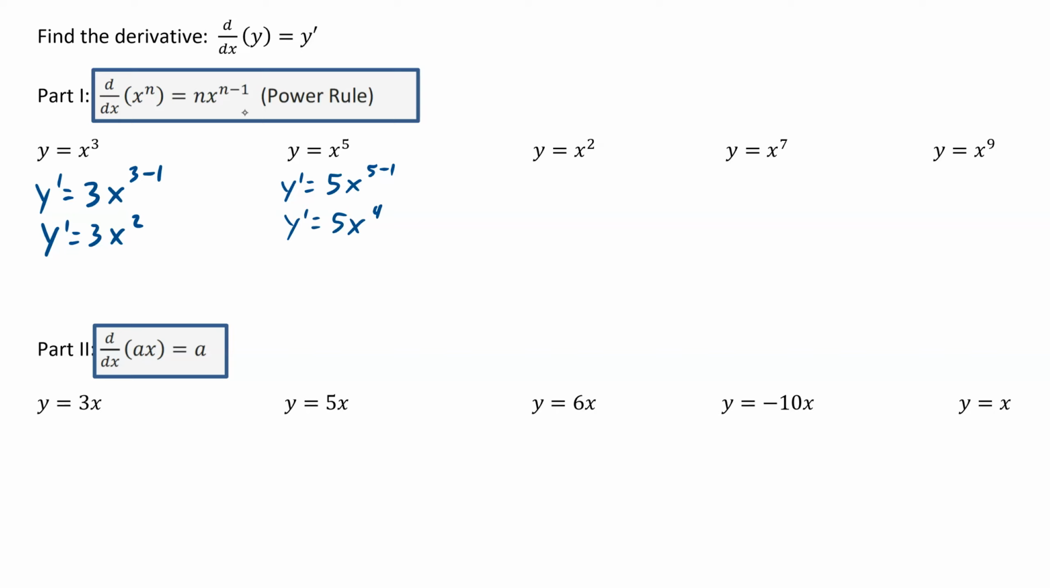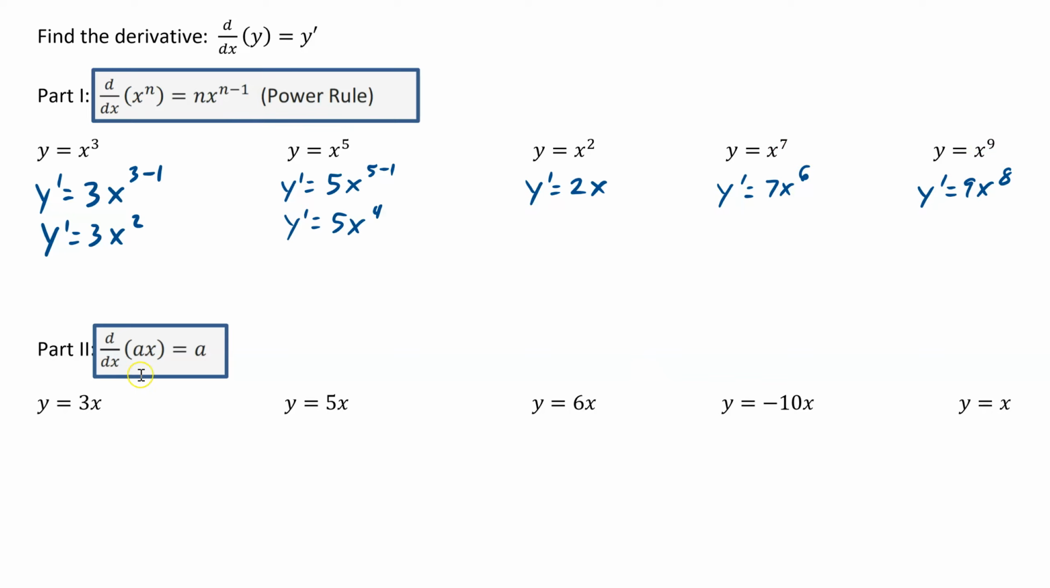And you're going to get really, really quick at this. So this would become y prime equals 2x, because you don't have to even subtract the 1. Y prime equals 7x to the 6. And y prime equals 9x to the 8. That's it. So you bring the number down, the exponent, and you subtract 1. Bring the exponent down, subtract 1.